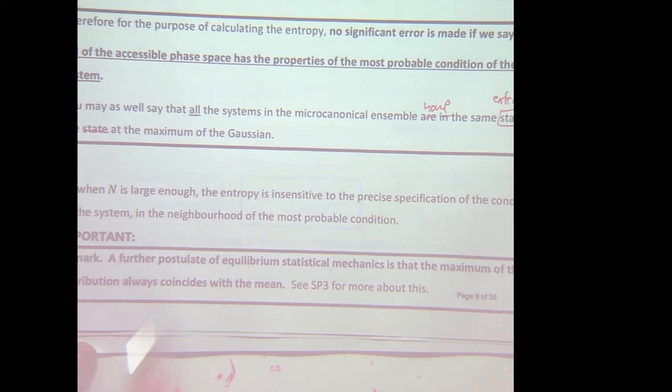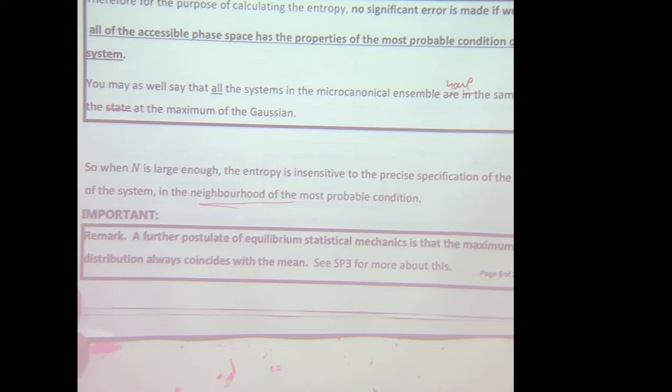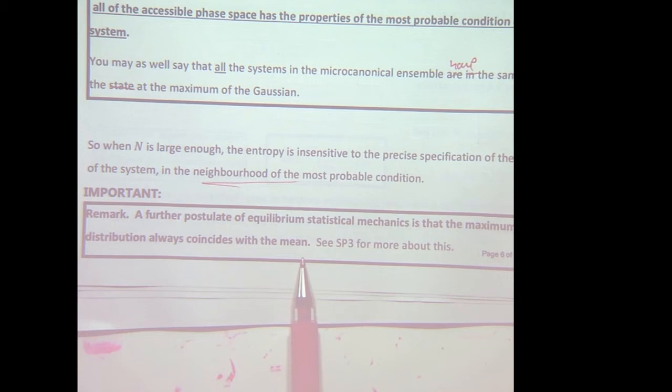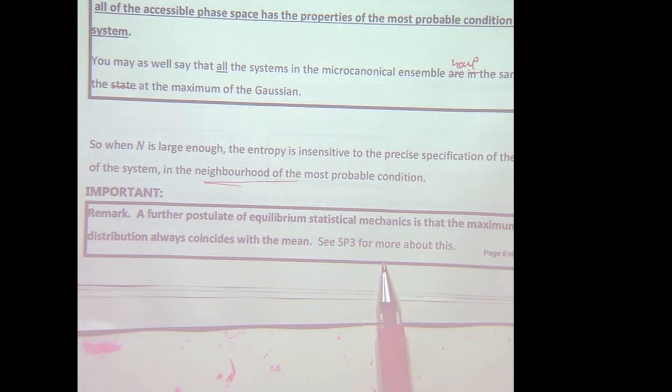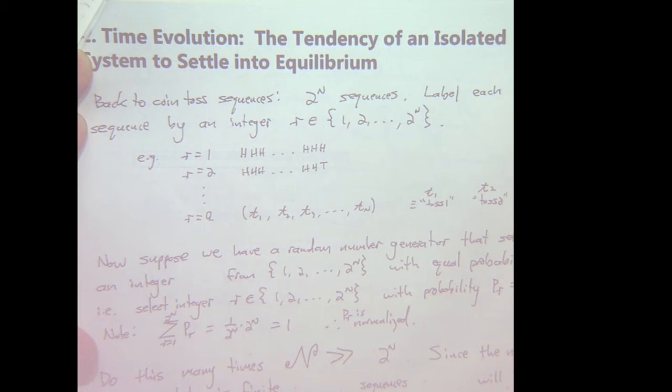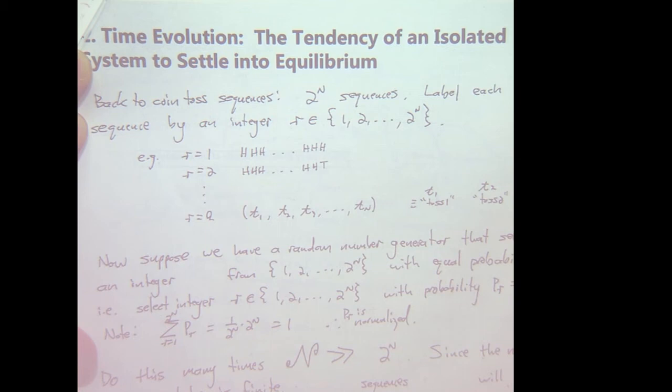In view of this, in fact, there's another important assumption in statistical mechanics, and that's a postulate that at equilibrium, the maximum of the distribution always coincides with the mean. So from what we've done so far, you've got no reason to doubt that. In fact, it breaks down, but we'll see that in SP3 next semester. It works almost all the time, except in some phase transitions, and even in some phase transitions, it still works. Okay.